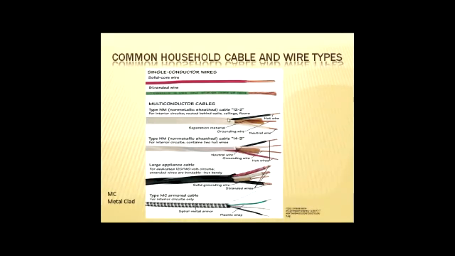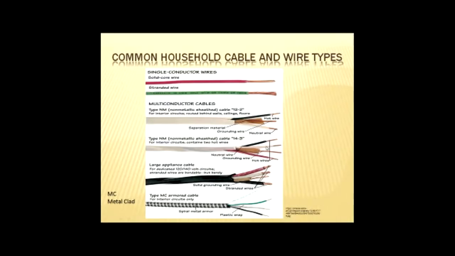And then this is two current carrying conductors plus a grounding wire. And this is 14-3, so thickness of 14 and three current carrying conductors plus the grounding wire, okay? So let's analyze the 14-3 here. We're going to have the grounding wire, so we're not counting that. So we should have three working wires.